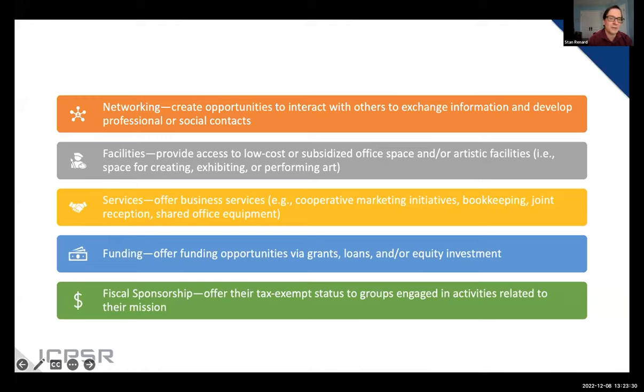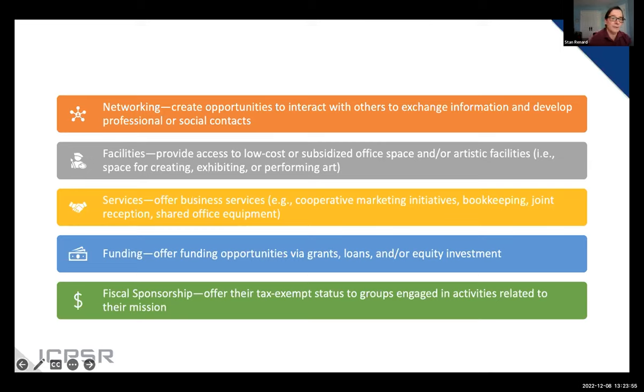And that's perhaps one of the most valuable services that an arts incubator can provide. The exchange of information is everything. Of course, developing professional contacts, but also finding other folks who are going through perhaps the same struggles as you are.